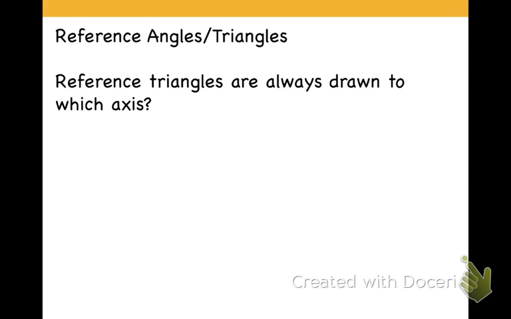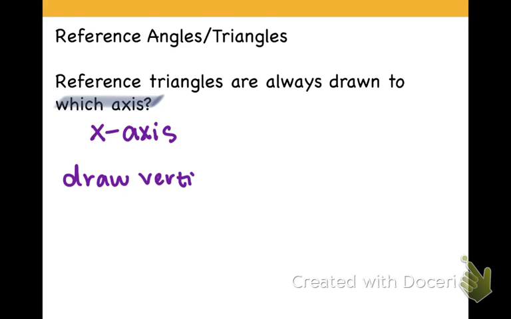All right, so quick little check. Reference triangles are always drawn to which axis? Do you guys remember? It should always be drawn to the x-axis. We're always going to draw in the vertical leg every single time. All right, so that one leg should always go along the x-axis, and we're going to draw in the other vertical leg every single time.